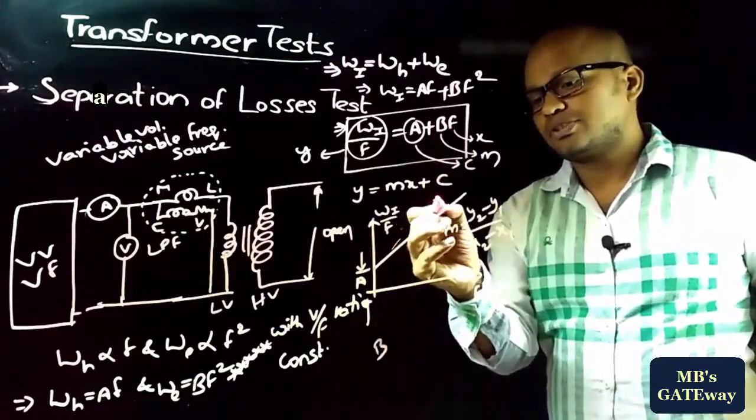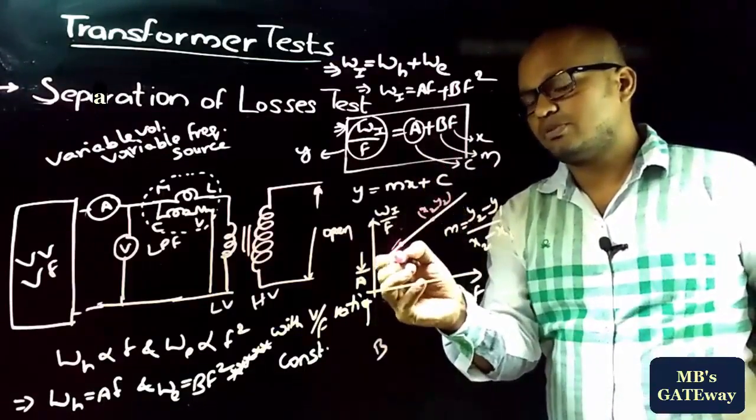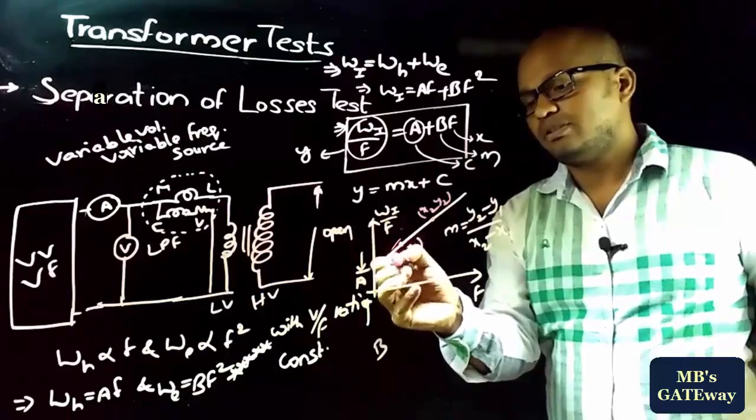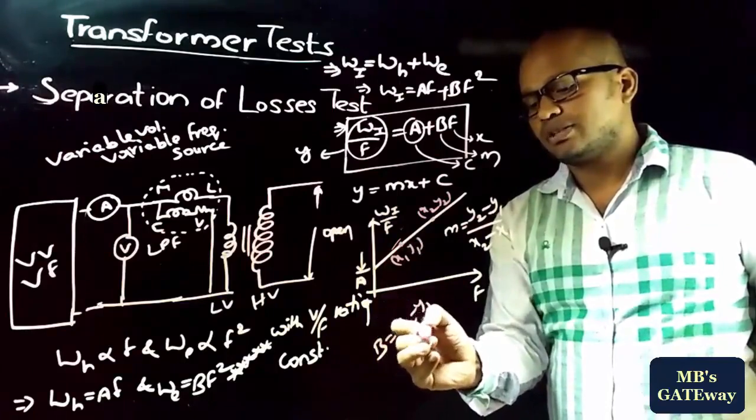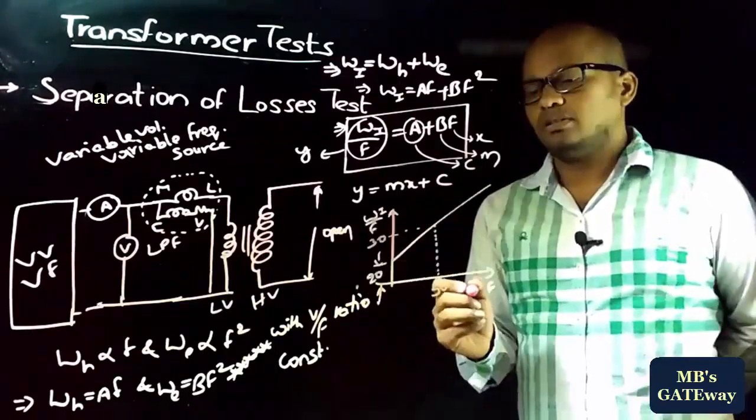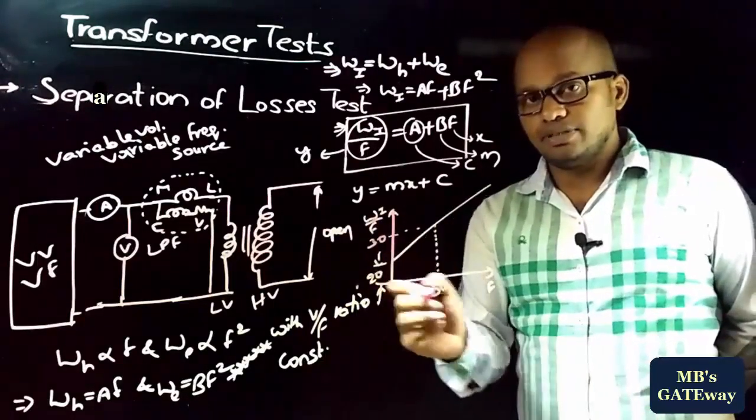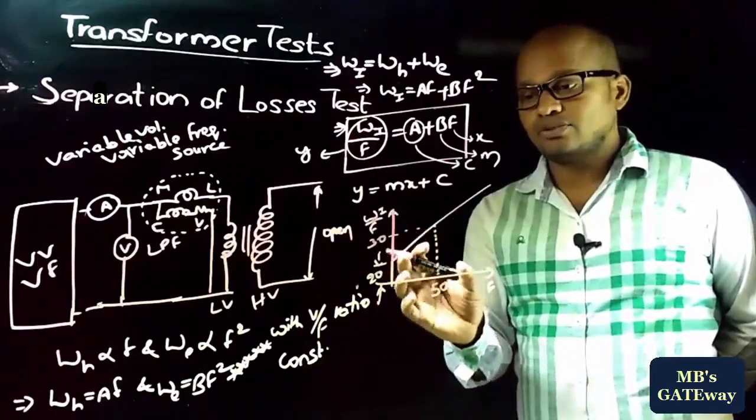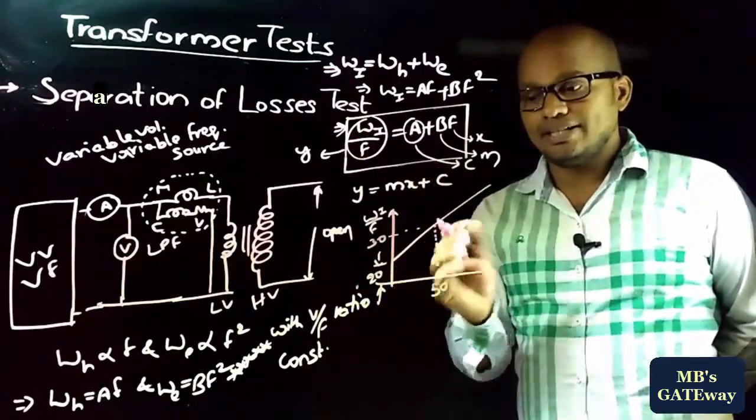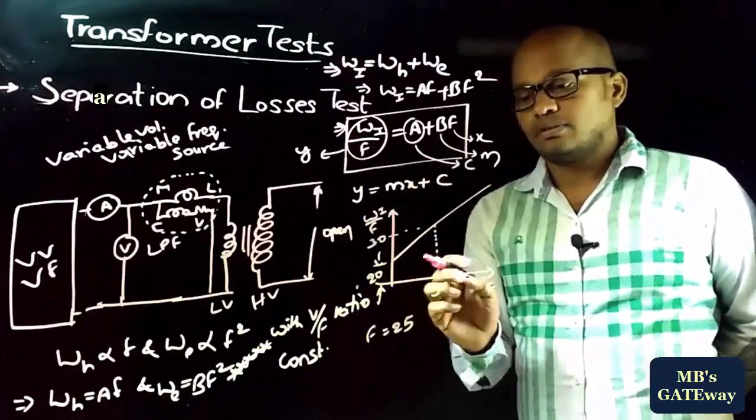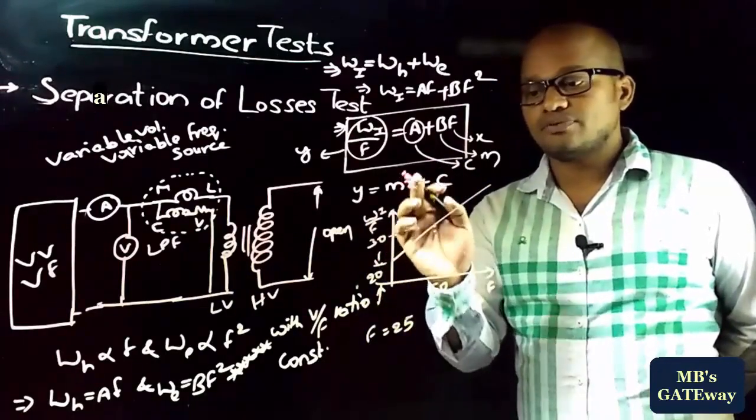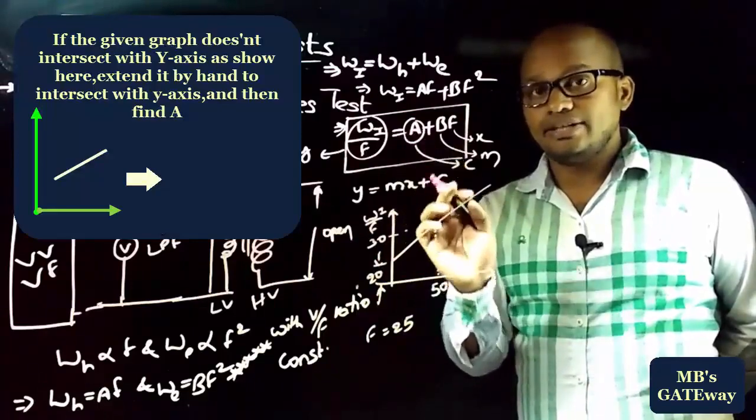Let us suppose this is x2, y2, and let us suppose this point be x1, y1. So B is equal to y2 minus y1 by x2 minus x1. In numerical problems, a graph will be given like this, and it will be asked to find the hysteresis losses and eddy current losses at a particular frequency. Let us suppose at 25 Hz. Then by observing this graph, you must first find the constant A and constant B.